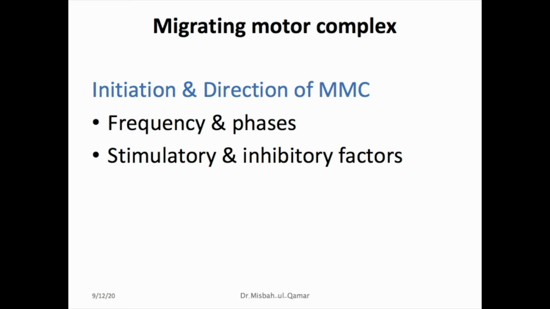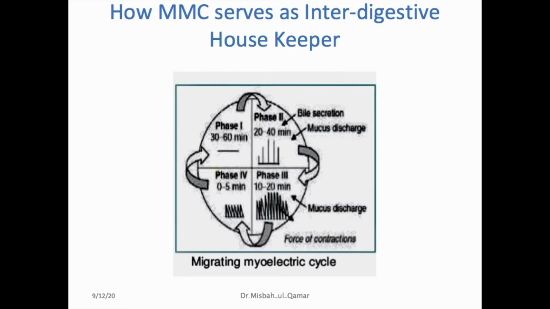They begin in the stomach to the small intestine and migrate down at the rate of 5 centimeters per minute, at intervals of 90 minutes, and they travel up to the distal ileum. Here you can also see different phases of MMC.